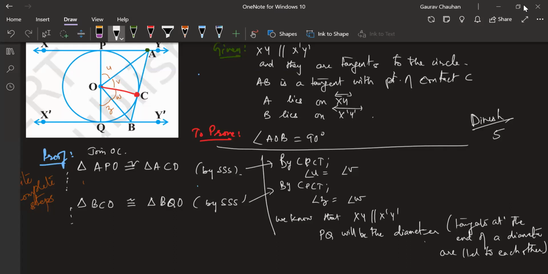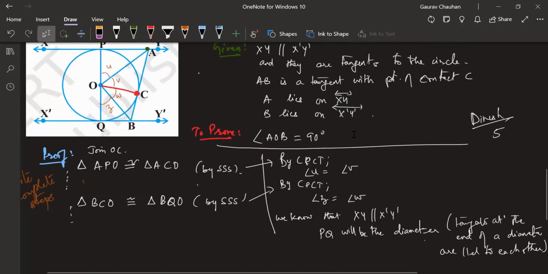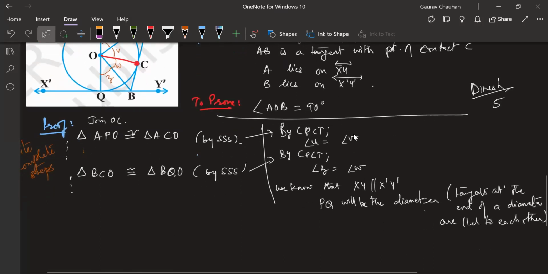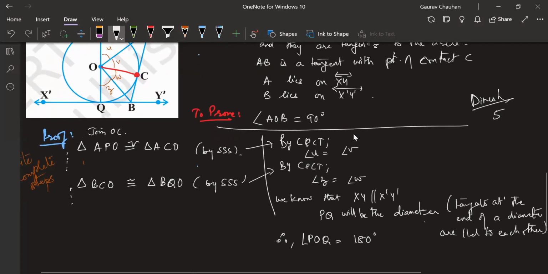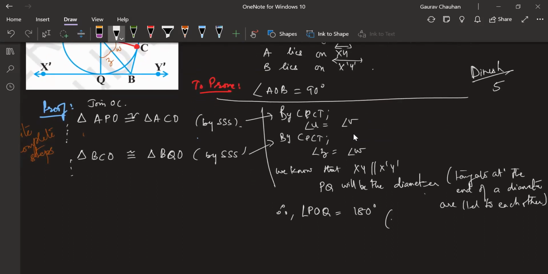If PQ is the diameter, therefore angle POQ is equal to 180 degree. Because PQ is a diameter, it means it's a line segment. So angle POQ will be 180 degree as PQ is a straight line. One second. PQ is a straight line segment. Okay.